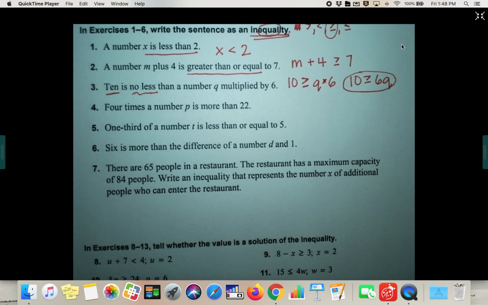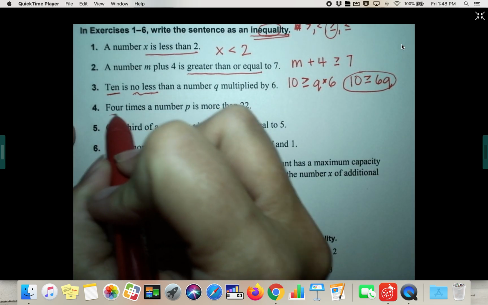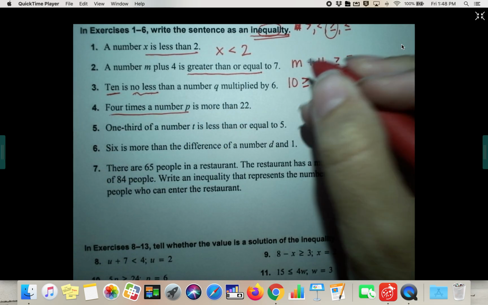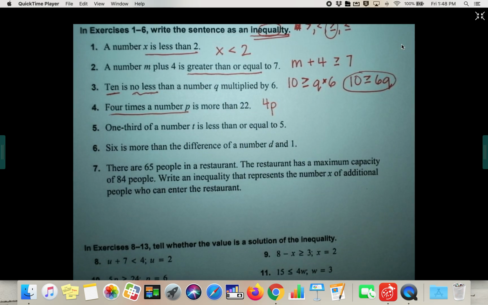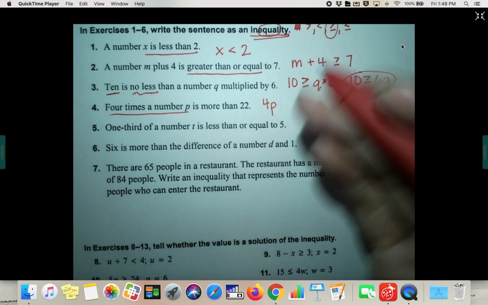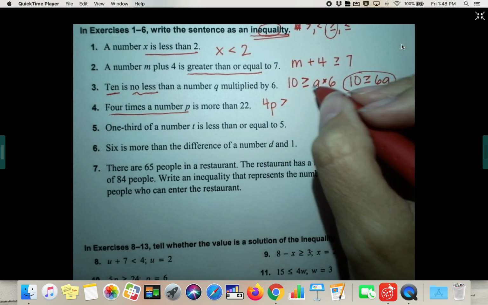Number 4, 4 times the number p. So 4 times the number p, let's go ahead and do that. 4 times p looks like 4p. You can just squish them together. Is more than 22. More means greater than 22.